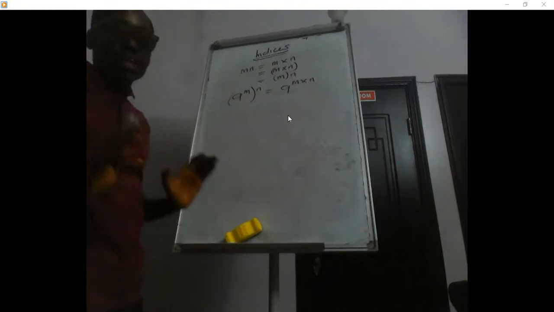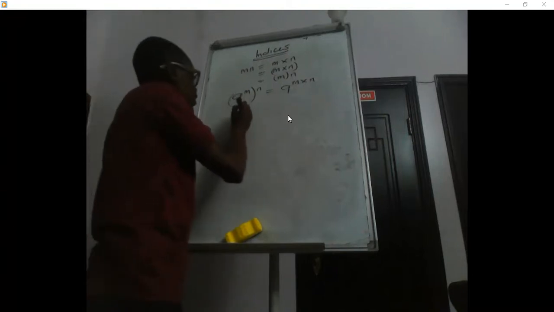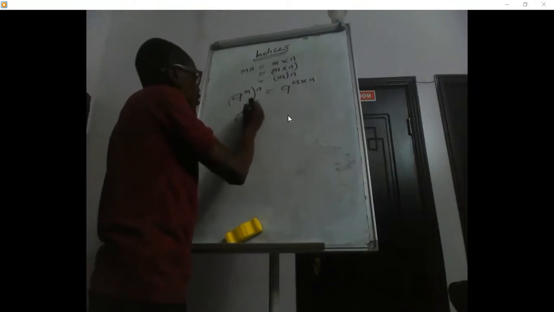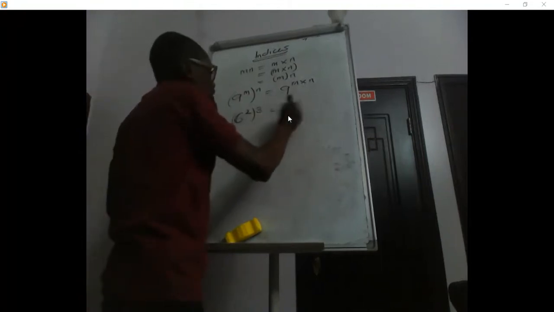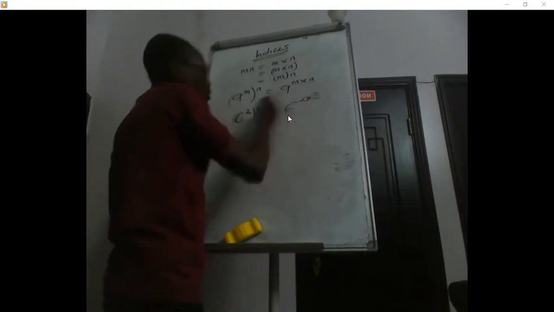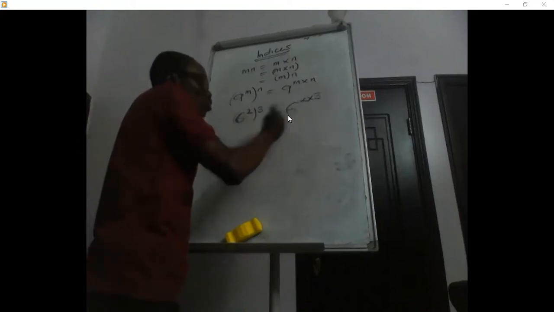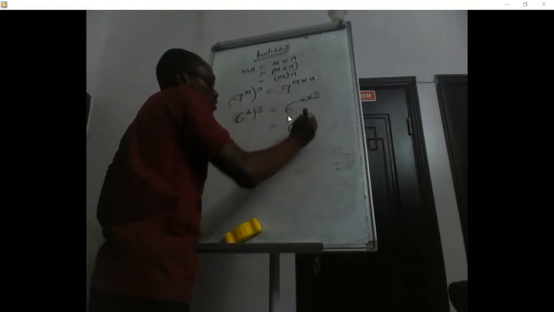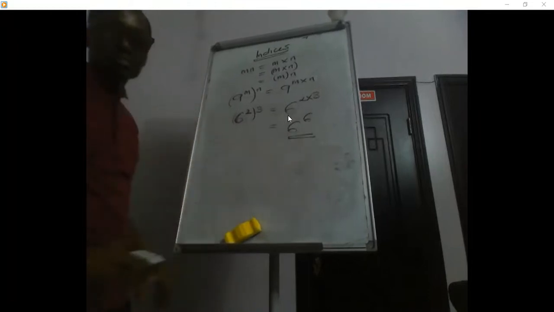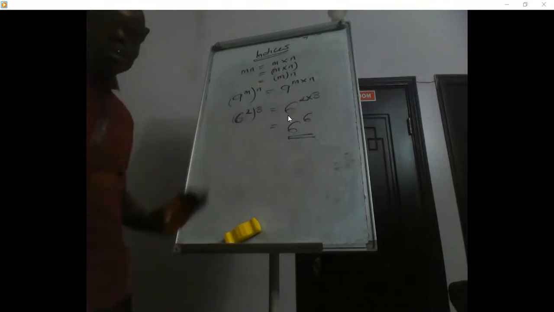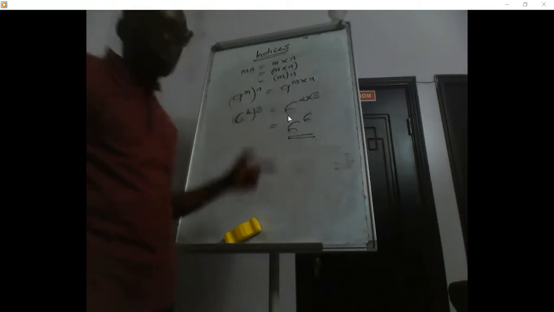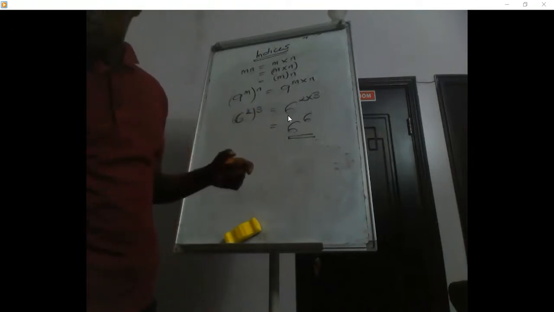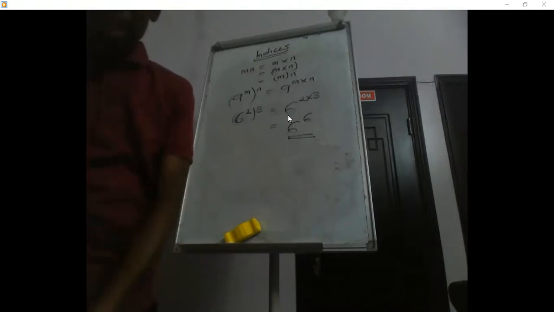Okay, so let's take an example. Assuming you have 6 raised to power 2 and power 3 outside the bracket, you can just simplify this as 6 raised to power 2 times 3. You multiply the powers. 2 times 3 is what? 6. So your final answer is going to be 6 raised to the power 6. Final answer. Okay, so we've arrived at our final answer here. So this is the exponent rule.